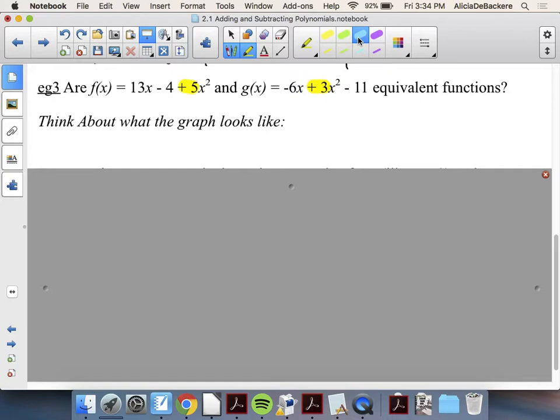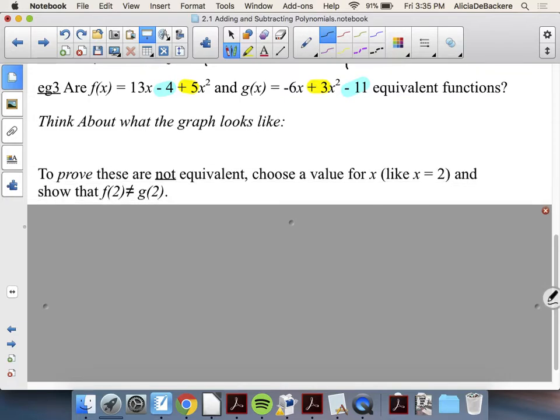And then I can take a look at my y-intercept. Now remember, if I'm intersecting the y-axis, that means that the x value of that point has to be 0. If I subbed in zeros for all the x's, I would just be left with -4, and that would be my y-intercept in the first function. Or I'd just be left with -11. That would be my y-intercept in the second function. So thinking about what those graphs look like, I'm convinced that those are not in fact equal. So I'm going to prove that they're not equivalent.